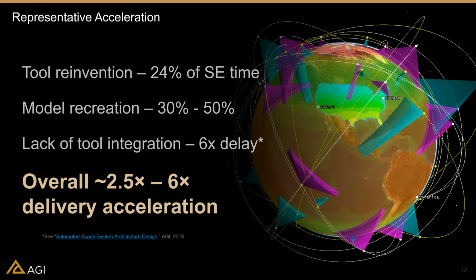And in the previous webinar, we discussed and quantified some of the impacts of not applying digital mission engineering, which mostly fell into three high-level categories of tool reinvention, model recreation between those different phases, and lack of tool integration. And in the webinar, we discussed how addressing these issues can accelerate the timeline by a factor of 2.5 to up to 6 times. So that's, again, the what and the why of digital mission engineering. Now what I really would like to focus on is the how. So how do we go about doing this?